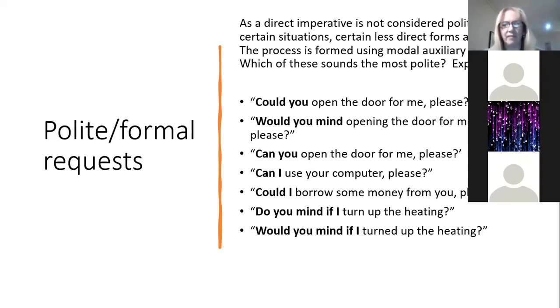Whereas can I is simple permission, very direct. Do you mind is more direct than would you mind, because would is very indirect. These are the kinds of nuances and subtleties that they need to learn by interacting with one another, interacting in a group, and so on.